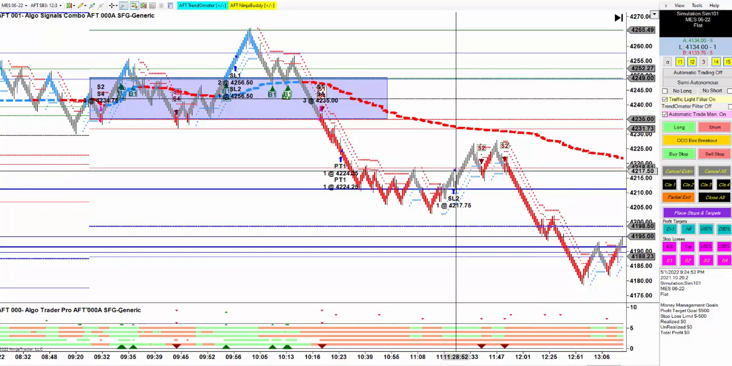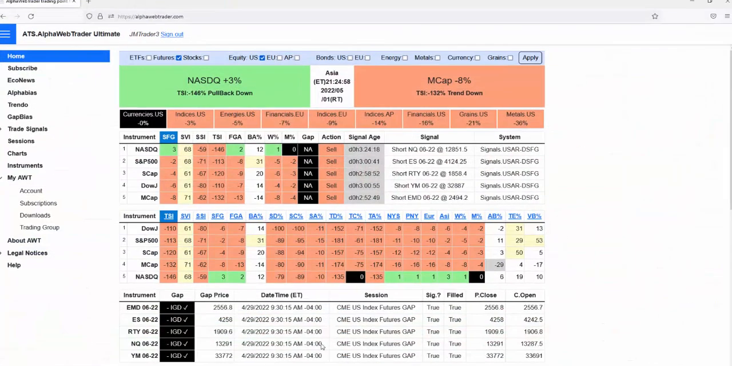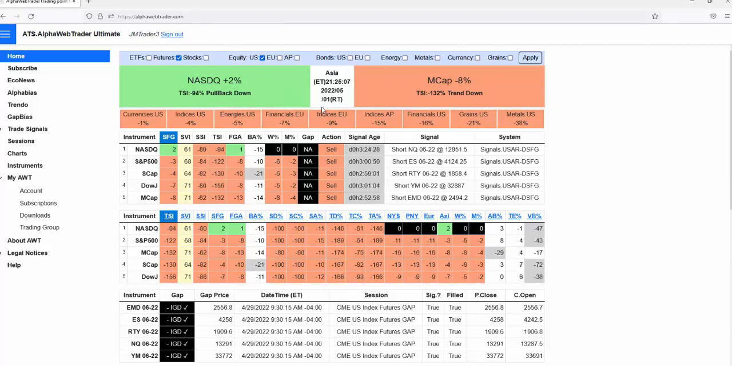All right, so that's kind of a snapshot of what happened during the week. But what I wanted to show you is one of the tools that we use, what's called AlphaWebTrader. You can go to alphawebtrader.com, and there's a free version of this, and we've got some premium versions now as well.